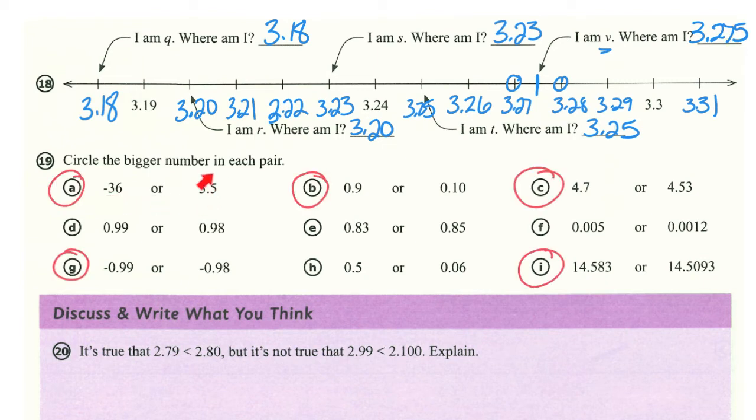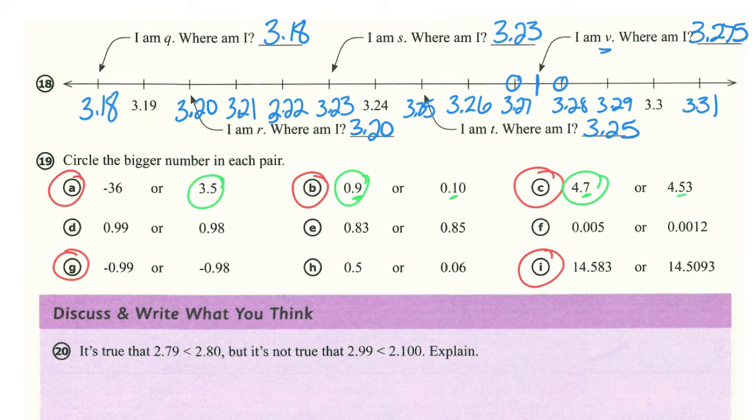In A, 3.5 is going to be bigger because it's positive, the other number is negative. In B, 0.9 is going to be bigger. You want to compare the same digit in the same place value. So in the 10th digit, 9 is greater than 1. In C, 4.7 is going to be greater. Remember, compare the same digit. So in the 10th place, right after the decimal, 7 is bigger than 5.